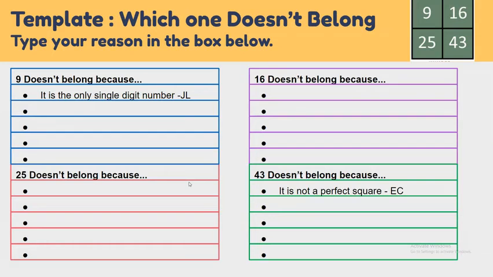And so the following slide is another template that you can use to have students indicate why they think a certain answer doesn't belong. So here we can also ask students to put their initials next to their reason. So we can see that 9 doesn't belong because it's the only single-digit number. We can see that 43 doesn't belong because it's the only one that is not a perfect square. So this is another way you can do which one doesn't belong.